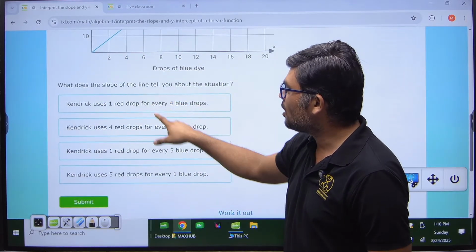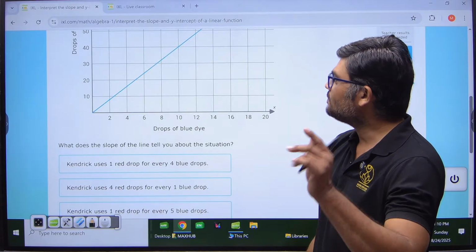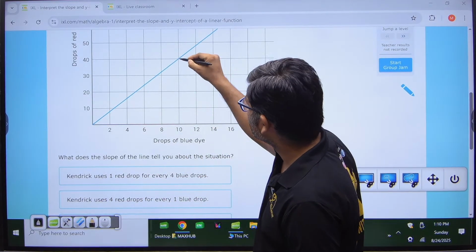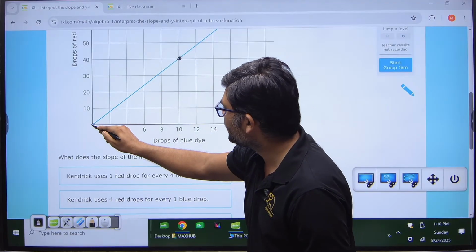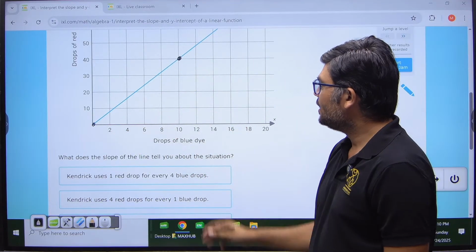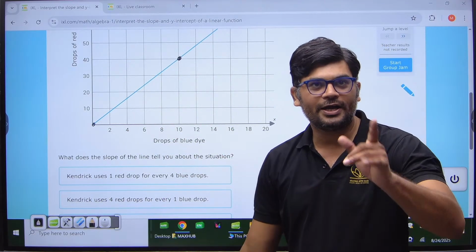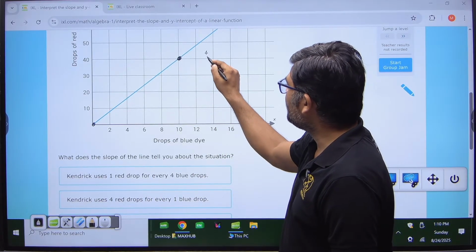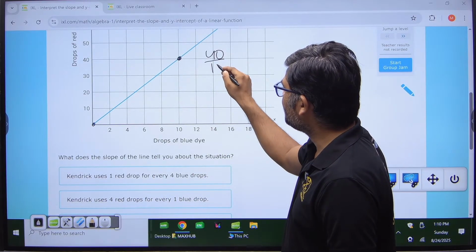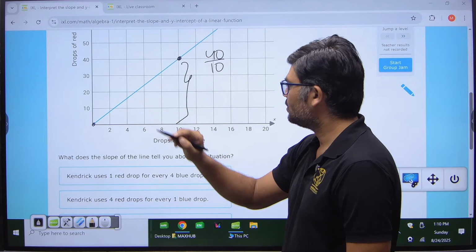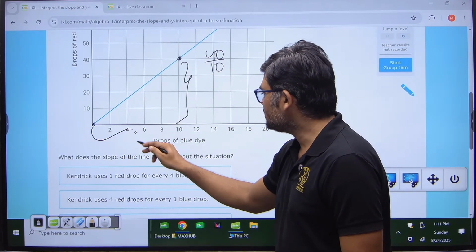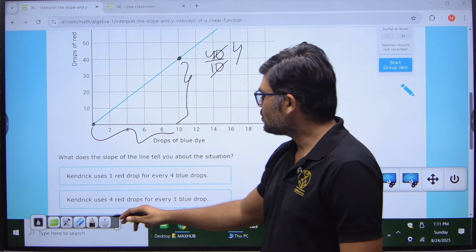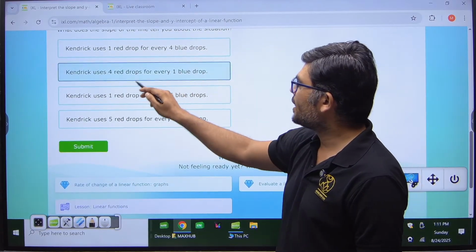Now the slope is there. So let us find the slope. Slope can be found by taking two points. So one point is (0, 0), another point is (10, 40). I hope you are getting it. Now if I want to find the slope, what will I do? I will do 40 divided by 10. What is the change in y? And what is the change in x? The change in y is 40. 40 by 10 is what? 4. So I will look for 4. So I can see 4 here.